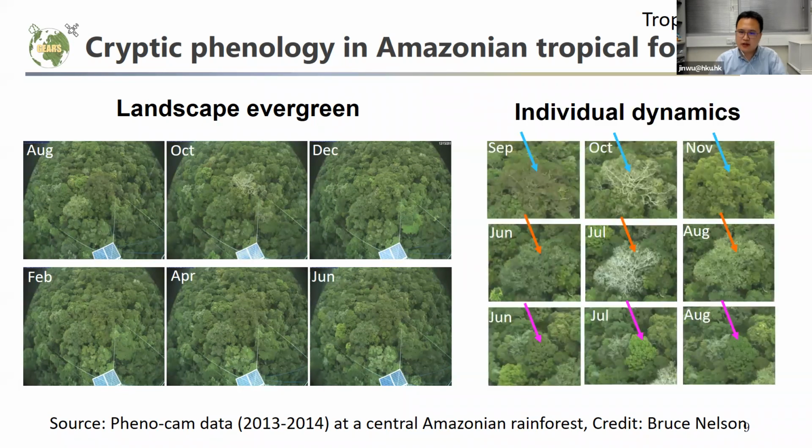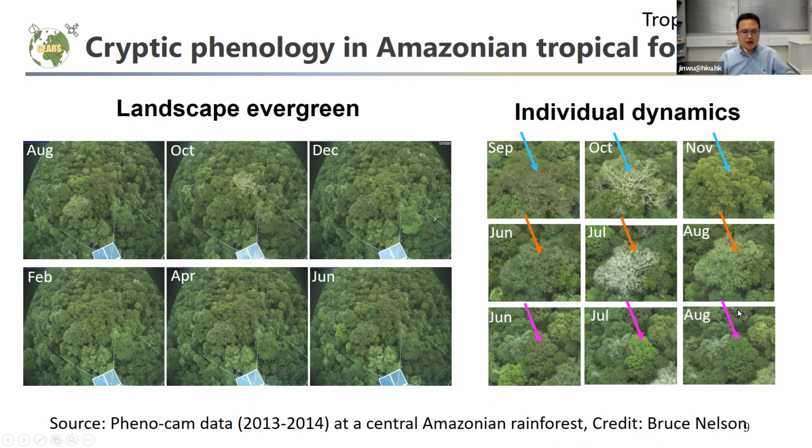But one thing I find really intriguing is if we zoom in to see each individual tree crown, we found there's some big variation. For example, the top right panel shows one tree crown that becomes senescent in September, then drops the leaves in October, and refreshes leaves again in November. When we move on to the next tree crown, we found they drop the leaves in July and flush leaves in August. And even some trees didn't drop leaves, but will flush new leaves in the next month.